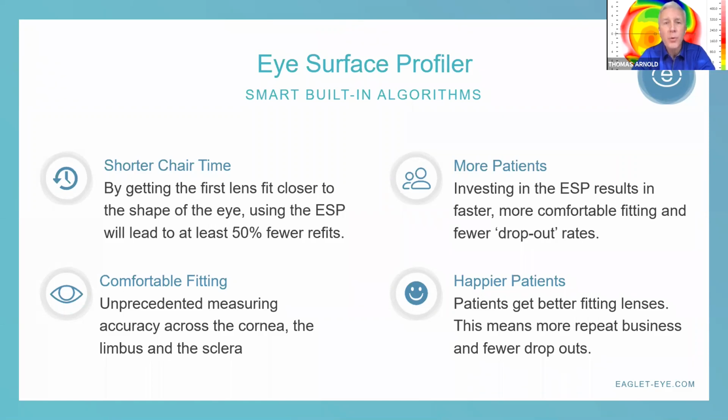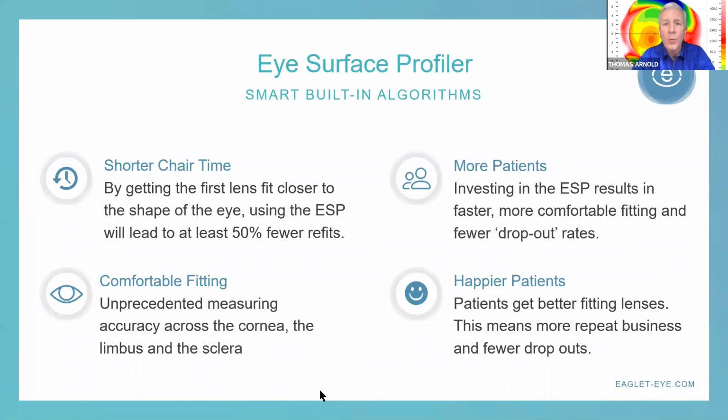So it's very, very important to us to make their experience very efficient, get the job done quickly, the first time, the right time. And so surface profilometry really helps us to do that. By getting that first lens fit shaped to the eye itself, using ESP will lead to at least 50% fewer refits. And I think that's certainly true and not exaggerated at all.